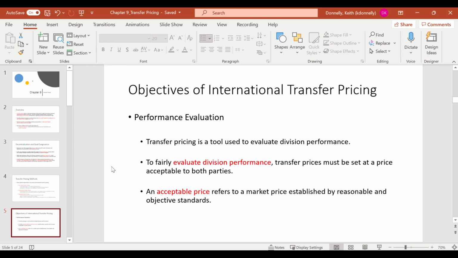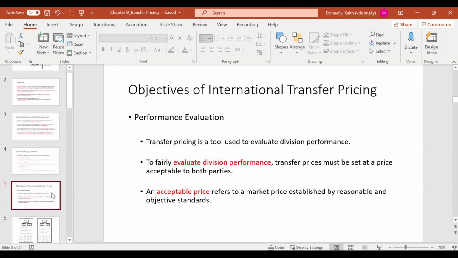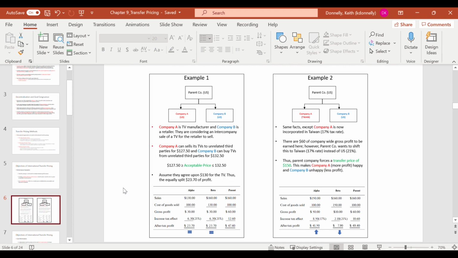So to fairly evaluate performance of a division, transfer prices have to be set at a price acceptable to both parties. An acceptable price is one that's reasonable and based on objective standards, looking to the market. So let's look at two examples here.